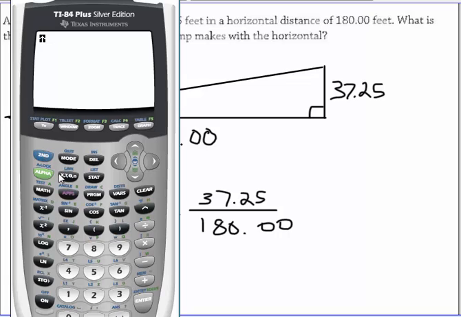So second tan 37.25 divided by 180, and our angle is 11.69 degrees.